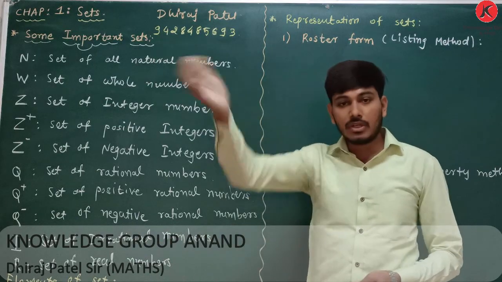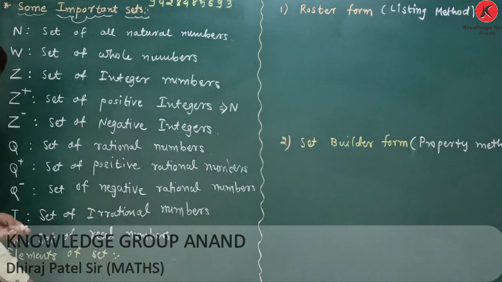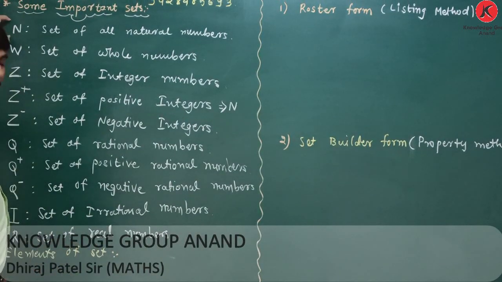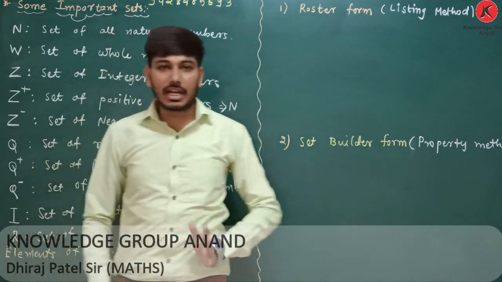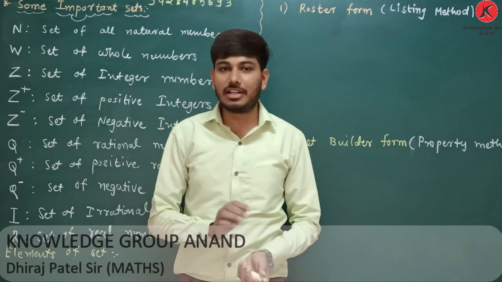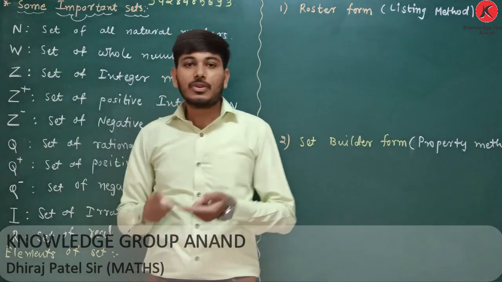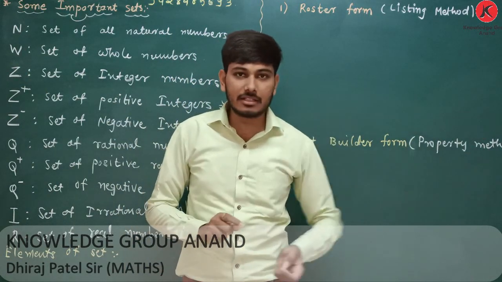Okay. Now, what is elements of set? Suppose I am considering set N. And what is N? The set of all natural numbers. That means N considers 1, 2, 3, 4, 5 up to infinite.